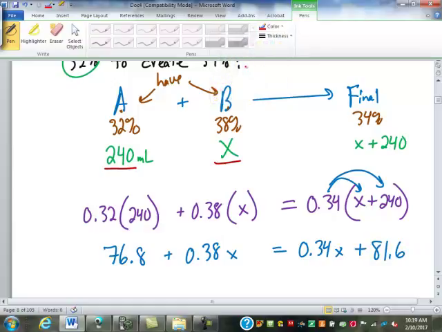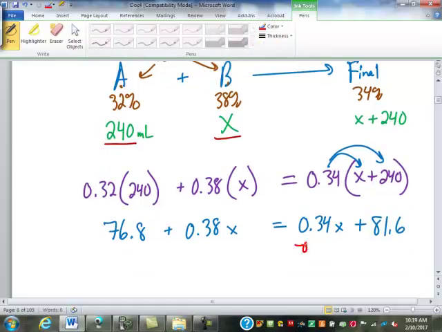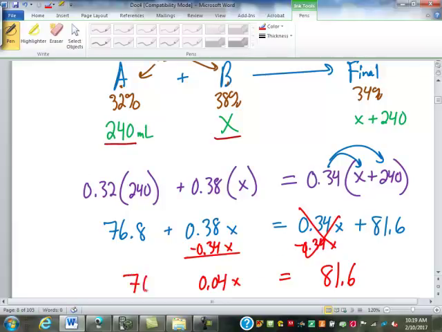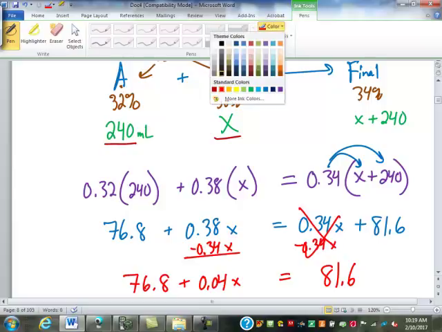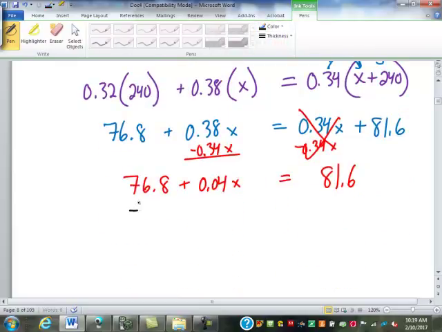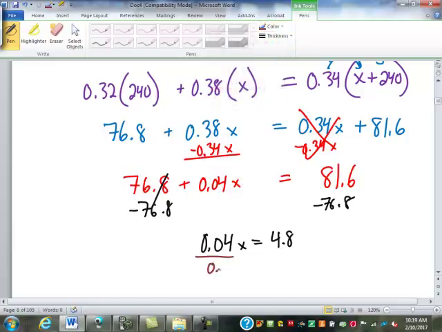Now, just like some of the equations we saw, there's a variable on each side, so we're going to get rid of the smaller one, which is the 0.34x. Leaves us with 81.6 over there. We subtract 0.34x here, we get 0.04x over there. So 76.8 plus 0.04x. We'll subtract the 76.8. 0.04x equals 4.8. I know I'm flying along here, but I've got like half a minute left. So we divide out the 0.04, x equals 120. So we would add 120 milliliters of that 38% solution.